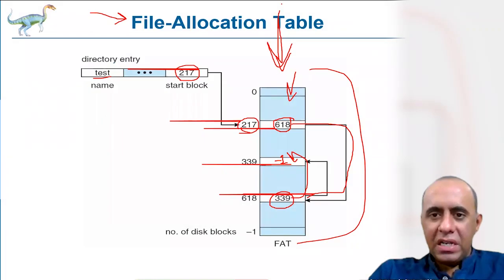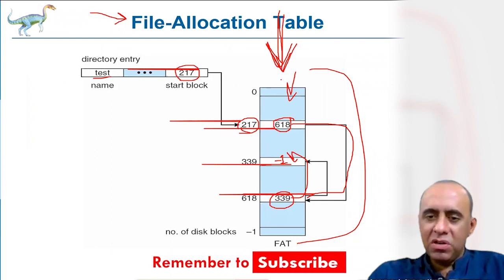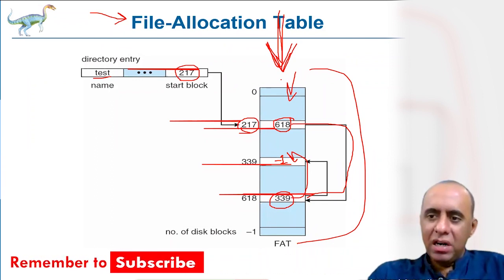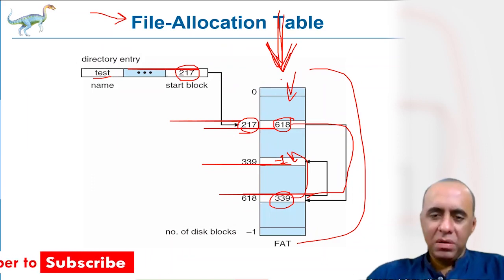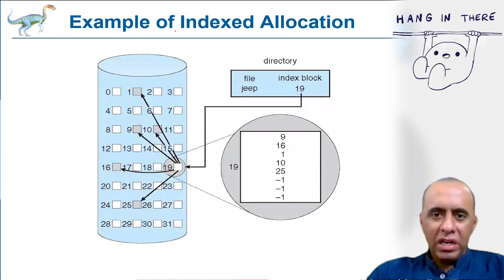By the way, this list of block numbers contains the pointers and blocks for all the files, because this list represents the complete hard disk just in terms of numbers. So then there is another method called indexed allocation.